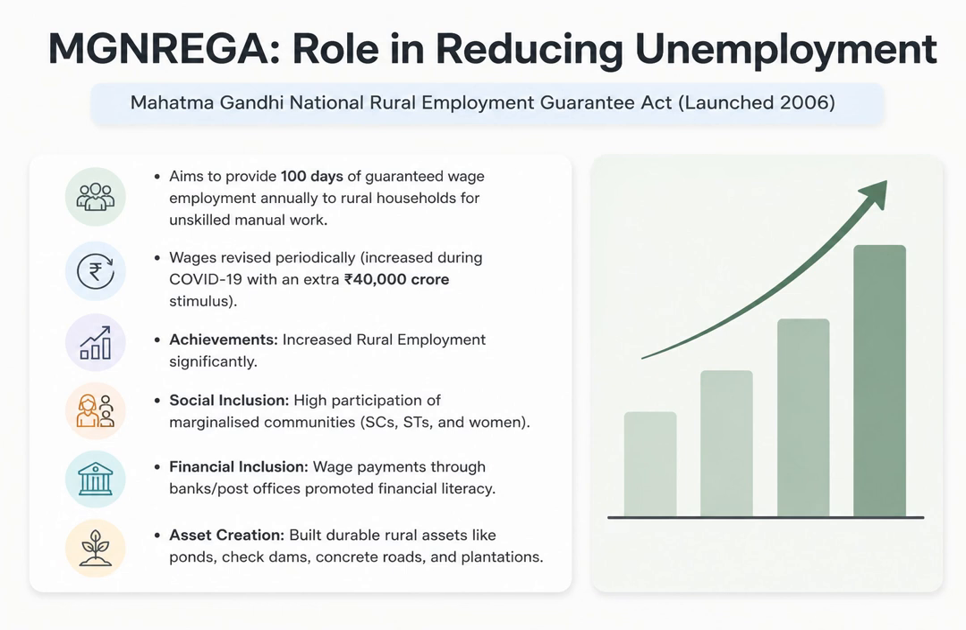It legally guarantees 100 days of wage employment annually to any rural household willing to do unskilled manual work. The government even boosted its funding by 40,000 crore rupees during the COVID-19 pandemic to provide immediate relief. Its achievements are undeniable. It has massively increased rural employment and driven social inclusion by ensuring high participation from women and marginalized communities. Furthermore, by mandating wage payments through banks and post offices, it has spurred financial inclusion, all while creating durable rural assets like check dams and concrete roads.